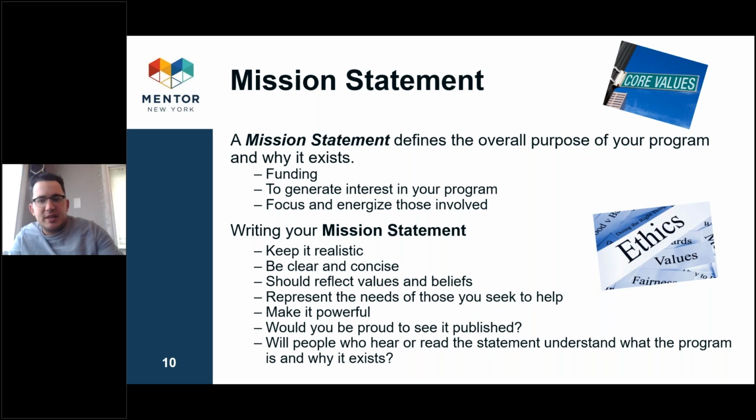So again, thinking back to that theory of change, your mission statement should reflect your theory of change. We take young people, we provide this intervention to achieve this outcome. Population, intervention, outcome. It doesn't have to be quite that simple, but it's a really good way to break down and get started around how to think about what my program's mission is.